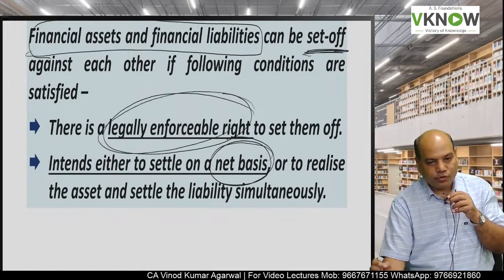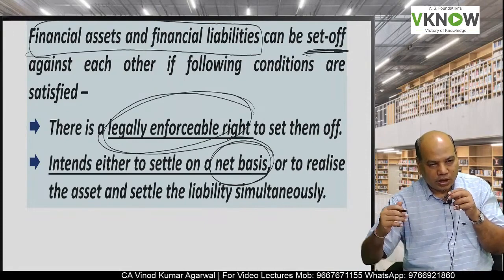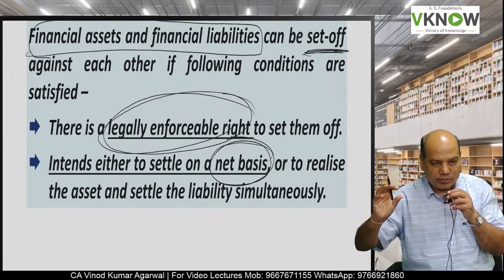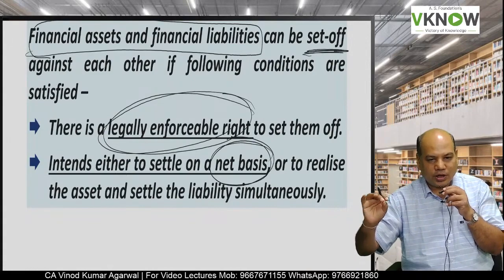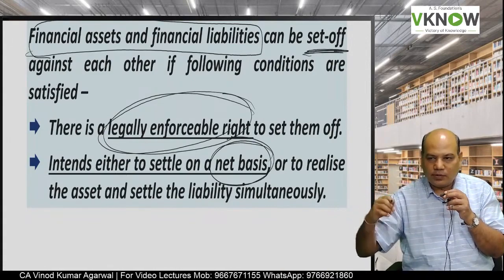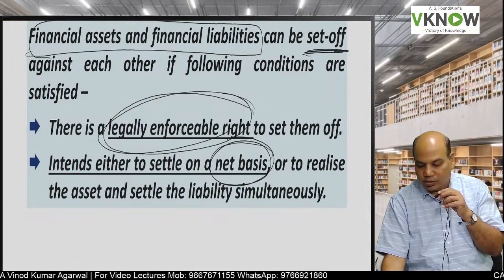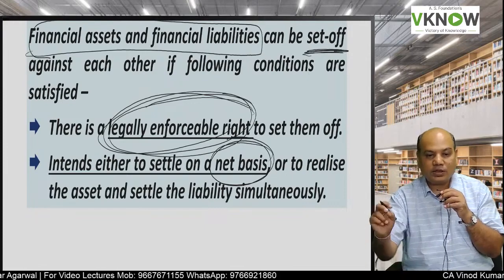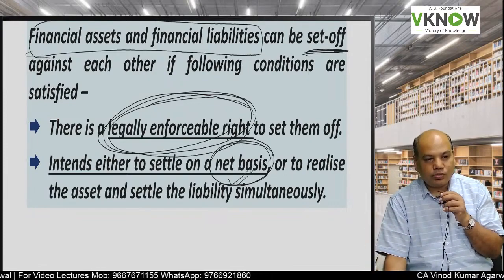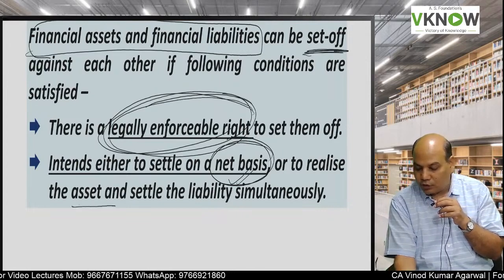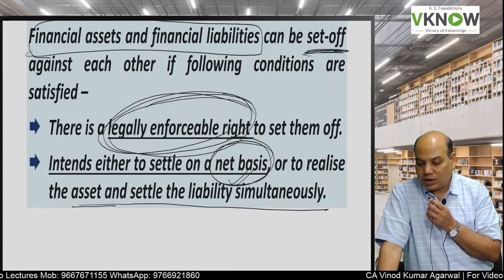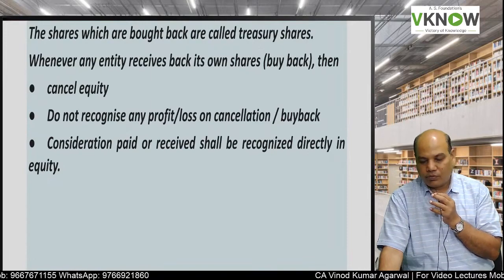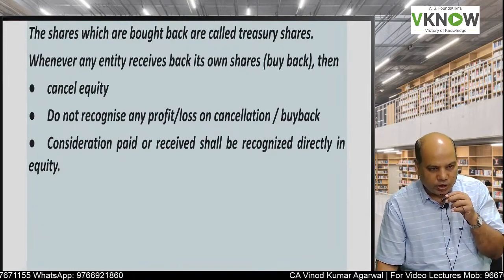There must be legally enforceable right. The law of the land must allow net settlement. If you have an importer and exporter in foreign country, then the law does not allow you to settle on net basis. From importer you will get money, to exporter you have to pay money separately. But suppose this debtor and creditor is within the country, then you can do the set off, but at the same time the party must intend to settle on net basis, or even if not on net basis, assets and liabilities are settled simultaneously. That means at same point of time one party will receive and one party will pay.